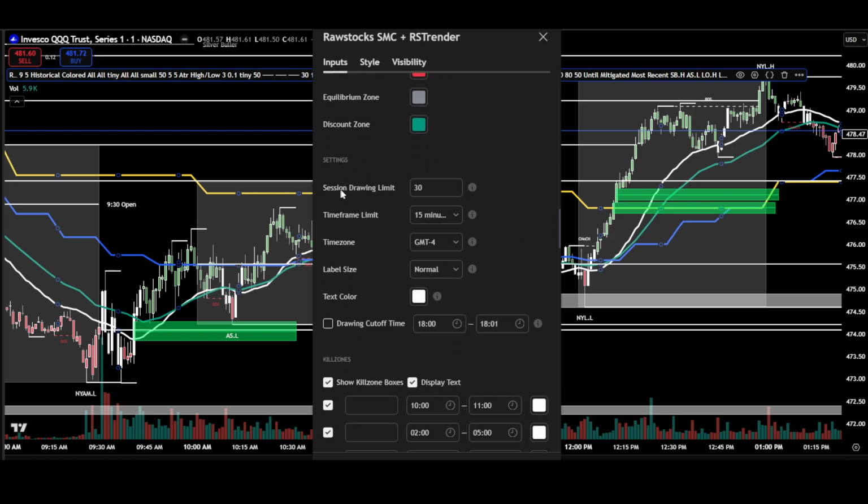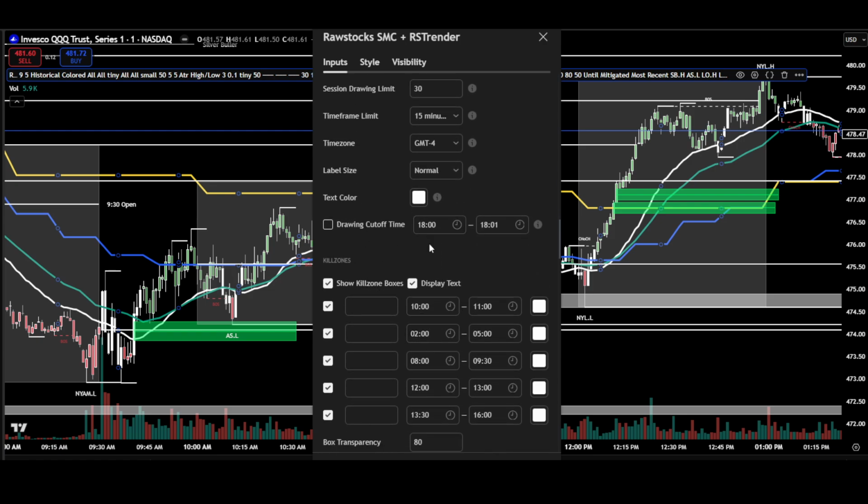My settings have session drawing limit 30, time frame 15 minute, time zone GMT-4, which is New York trading time, which is what I also have my chart set on. I am on the Pacific coast, so this is not my time zone, but I keep it set to New York time. That's what ICT teaches when he teaches his students, so I keep that as well. Label size normal, text color 1. I do not have drawing cutoff time selected.